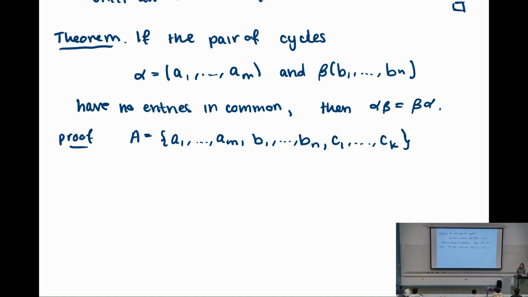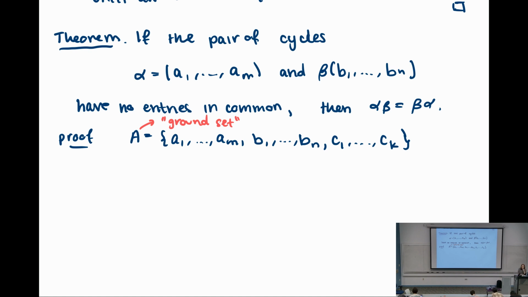By the way, just a piece of terminology that comes up sometimes, this set A is sometimes referred to as the ground set. Sometimes you're dealing with permutations on a set that's not necessarily just the elements 1 up to n, and so you call that the ground set.